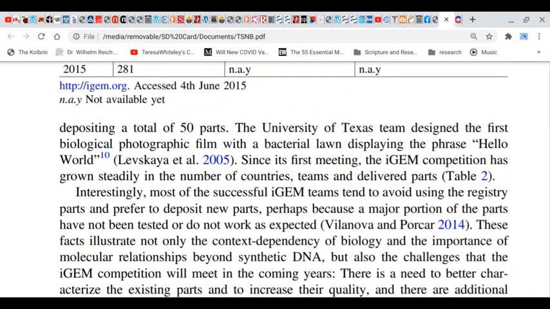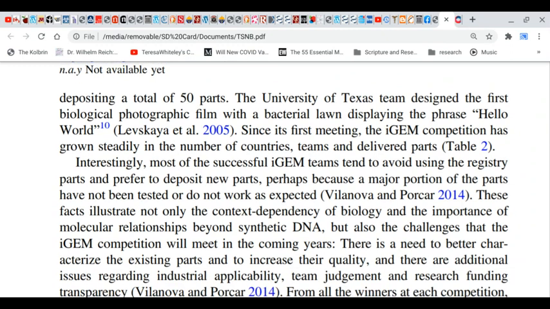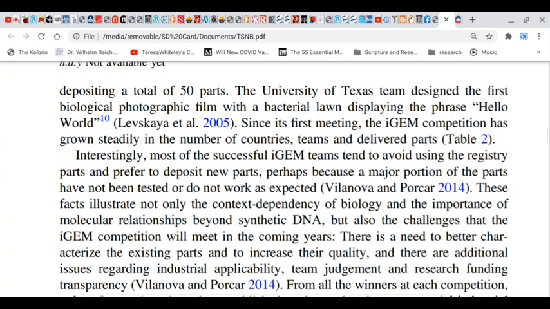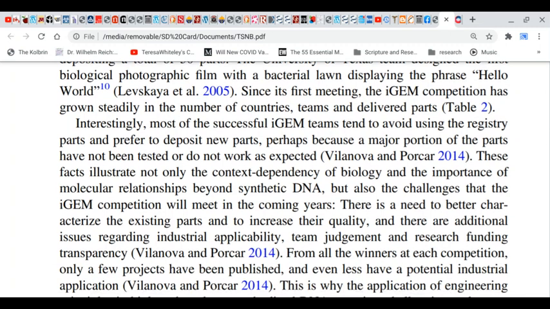Interestingly enough, most of the successful iGEM teams tend to avoid using the registry parts and prefer to deposit new parts, perhaps because a major portion of the parts have not been tested or do not work as expected. These facts illustrate not only the context dependency of biology and the importance of molecular relationships beyond synthetic DNA, but also the challenges that the iGEM competition will meet in the coming years.